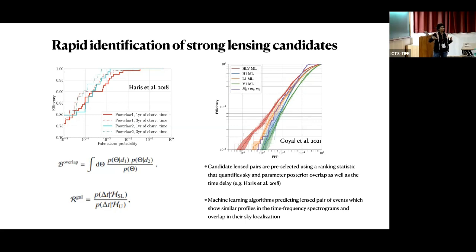There are monitoring observations which they have to do in order to measure the variability over a long period, so that they can identify certain features with which they can then quantify the time delays. The time delays are a few weeks or months. Sometimes the time delays can be even days.